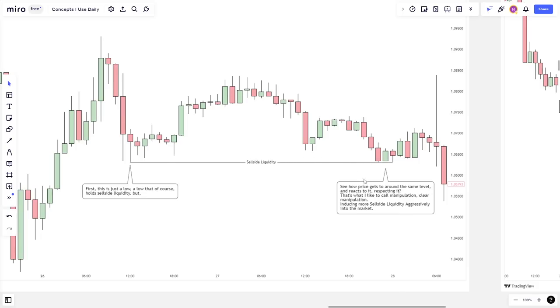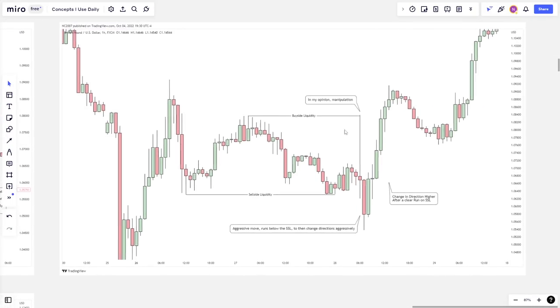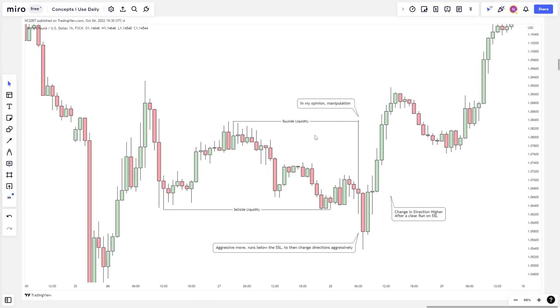So what is it that we have here? We basically have sell side liquidity. This low already was sell side liquidity. The fact that another low was created at the exact same level, it's just a little bit of an extra confluence. And again, what I like to call manipulation, but we'll get into that on the next one. This is the exact same chart, but with a little bit more context of what happens afterwards.